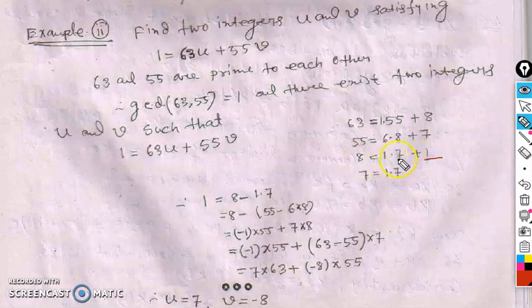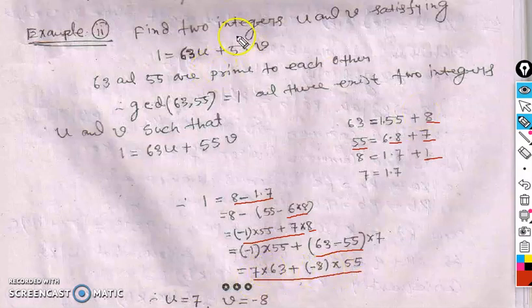Okay, so here is the way of representation. 1 should be written as 8 minus 1 into 7. Next we put the value of 7 in this result. The 7 can be written as 55 minus 6 into 8. After calculation the result becomes this. Next we put the value of the previous remainder, which is 8. 8 can be represented as 63 minus 1 into 55. After the arrangement, the result becomes this.